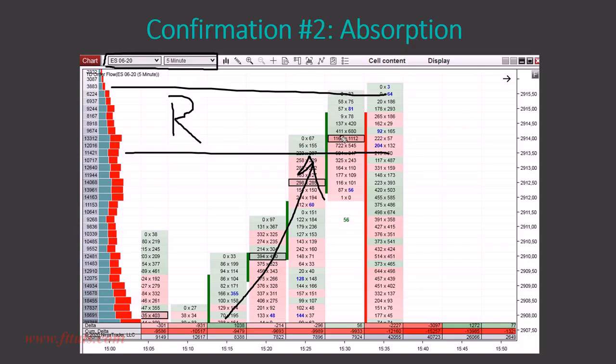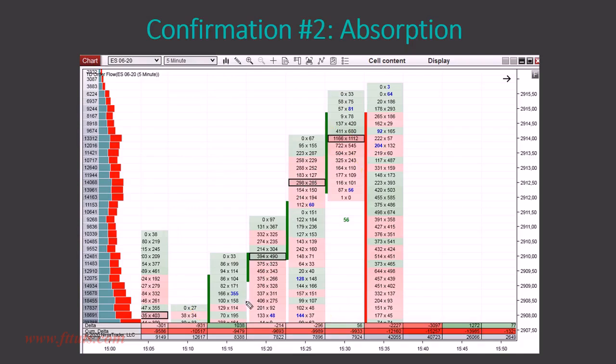Now in here, this high volume node is a very nice case of absorption. If you compare those volumes to the rest of the volumes in this area, you can tell that those volumes are way above average. So most likely the buyers who are pushing the price upwards get absorbed in here by the sellers. The sellers absorb all the buying pressure and then push the price downwards.